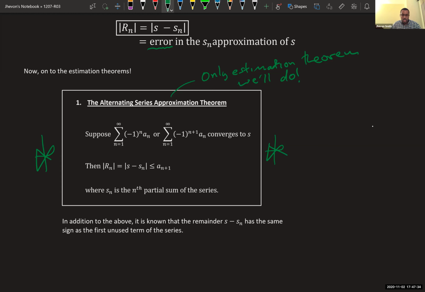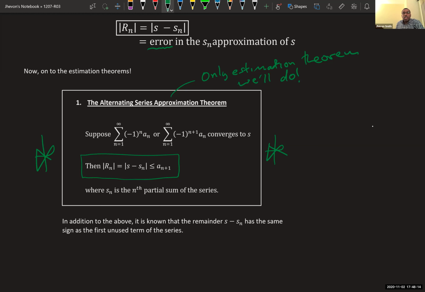So suppose you have an alternating series. Remember, we can write an alternating series in one of two ways, something like that. And suppose it converges, so we can do the alternating series test and we know this converges. Then it turns out this is true, which is really amazing. Here's basically what that says: the size of the remainder term, which is the difference between the sum and the nth partial sum, is always going to be less than or equal to the a_{n+1} term.